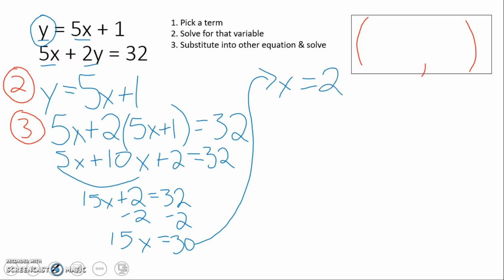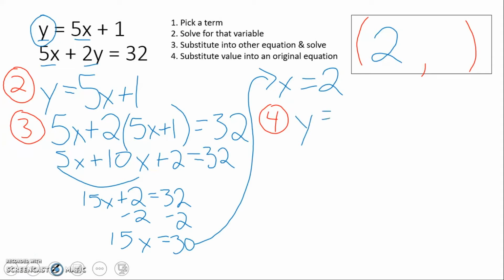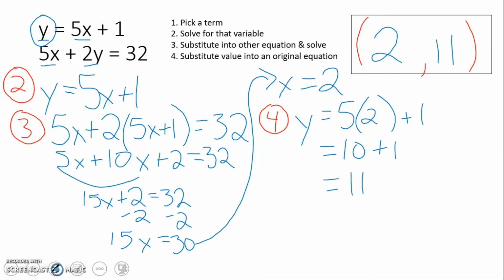Now are we done? Not quite. We do have one piece of our answer. We haven't done step 4. And I'm going to label that with a 4, and that is going to be to take that value that we just found and substitute it into one of our original equations and find what y is. Now I'm going to use the first equation because I think it's going to be a little bit easier, but really you could use either equation. And we'll just figure out what y is, and we're going to find that y is 11. We'll put that in there, and our final answer is coordinate point 2, 11.